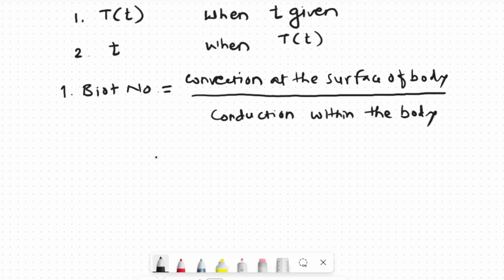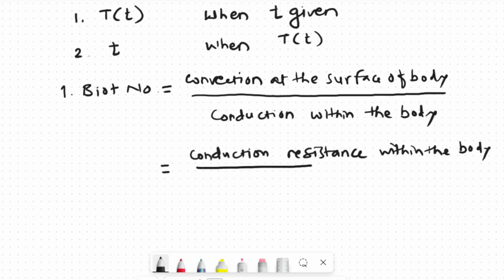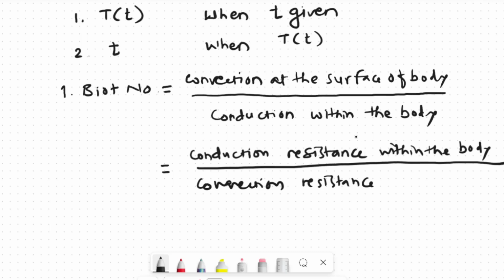Also, I can say that this is equal to the conduction resistance within the body divided by the convection resistance at the surface of the body.